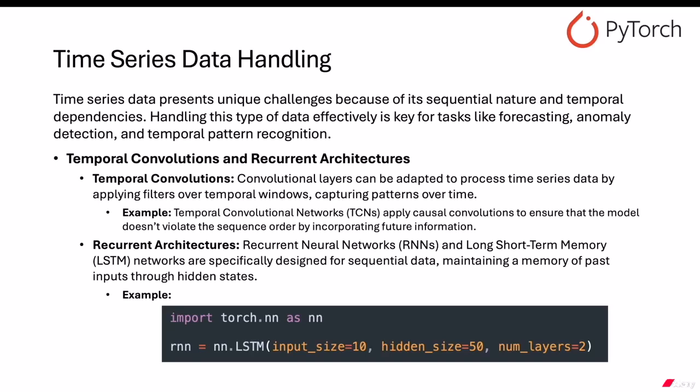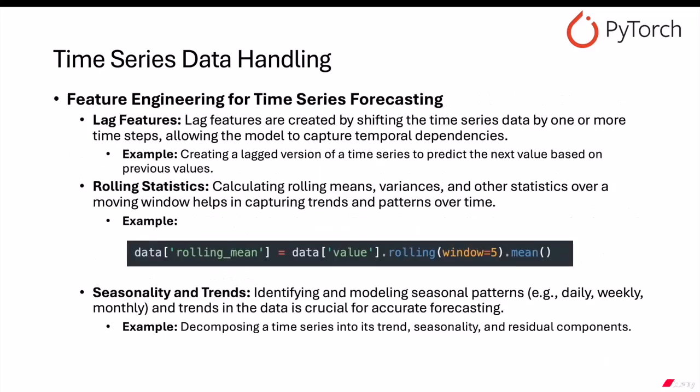Recurrent architectures. Recurrent neural networks, or RNNs, and LSTM, which is long short term memory networks, are specifically designed for sequential data, maintaining a memory of past inputs through hidden states. Here is an example where I'm importing torch.nn as nn, and with the variable rnn I'm assigning nn.LSTM, where I'm passing input size of 10, hidden size 50, and number of layers equal to 2.